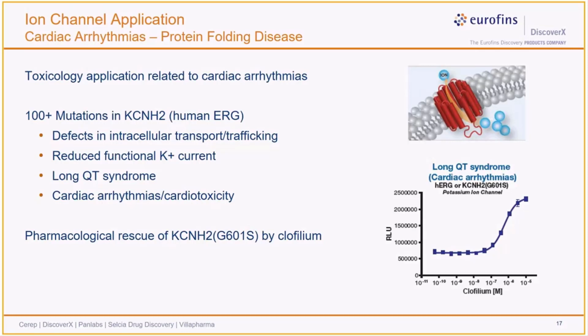So one specific mutation in this ion channel is glycine 601 to serine, which causes an aberrant intracellular ion channel trafficking effect, leading to the cardiotoxicity. The mutation causes the potassium channel to be reduced, causing reduced cardiac repolarization, prolonged QT intervals, and lethal cardiac arrest. So it's very important to study this specific ion channel. And then we used the compound chlorophyllum to show effective trafficking and rescuing of this specific ion channel successfully.